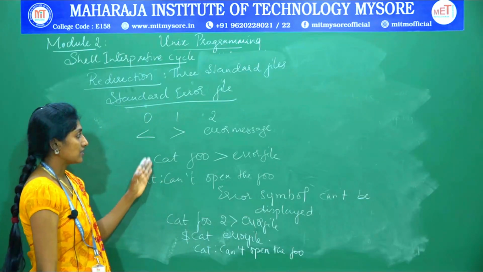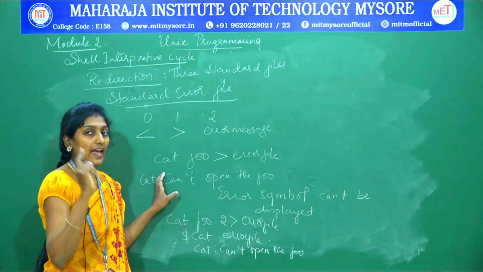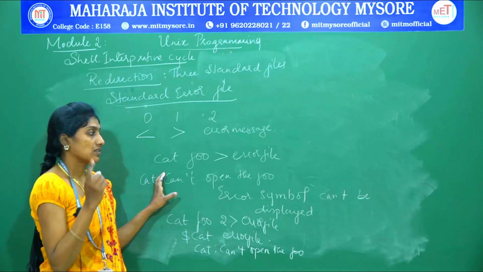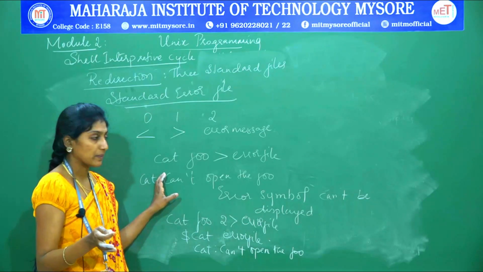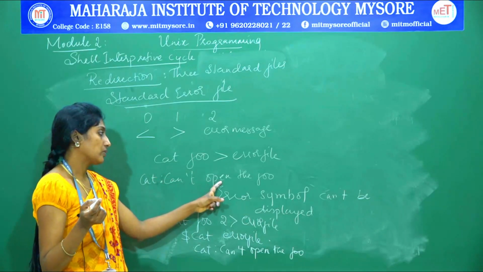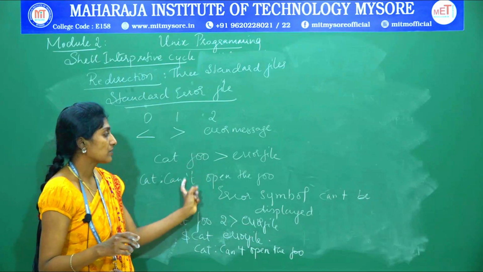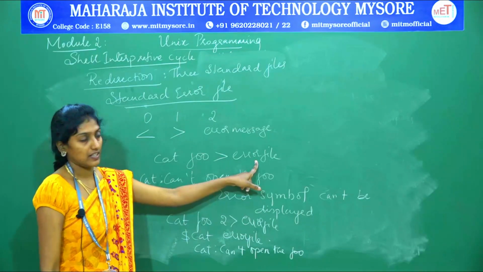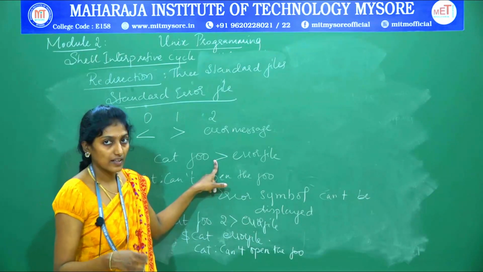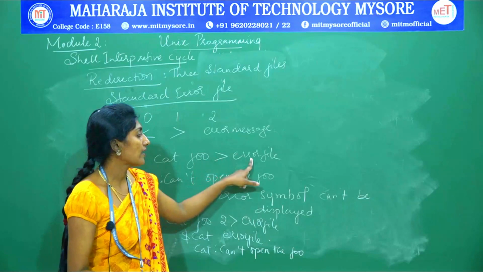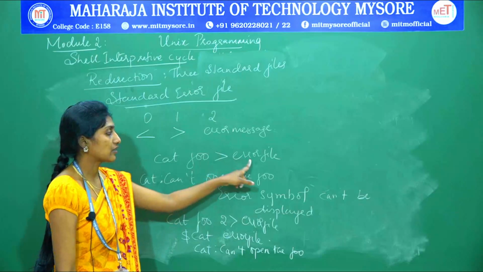So what I am trying to say here is, if you want to display the error message, which comes from opening a file that is not opening, and that message is displayed, now I want to redirect that error message to one of the files called error file. So using the greater than symbol, which is used for redirecting output, whatever output I get by executing this, I want to redirect to the error file.